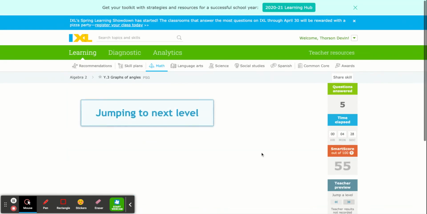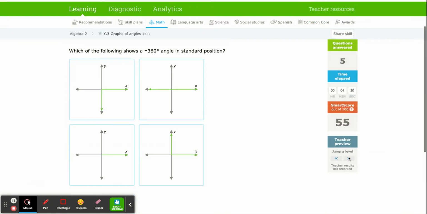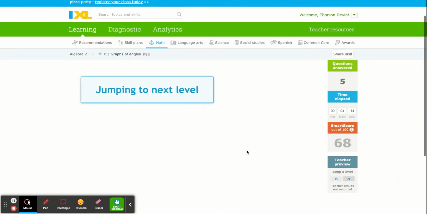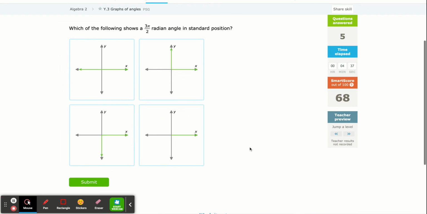Okay, I'm going to jump ahead because I know we get to radians, and I want to talk about radians. Oh, it better start giving me some radians, or I'm going to be... there we go, radians.